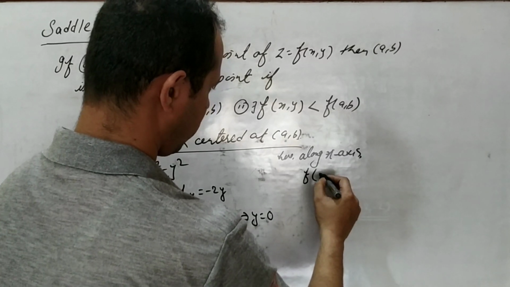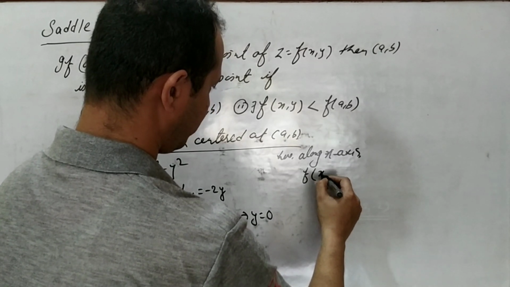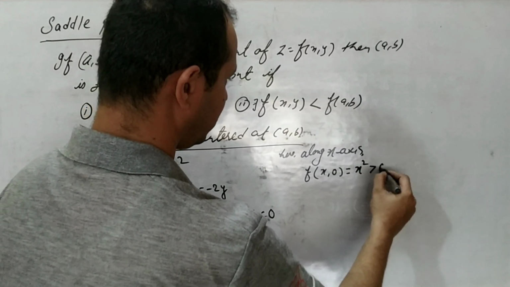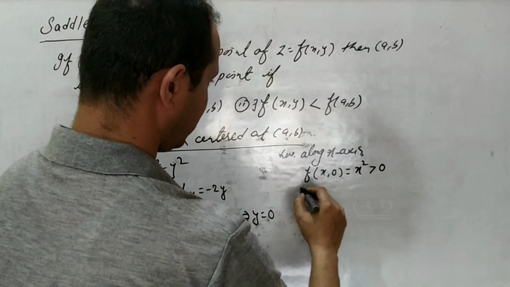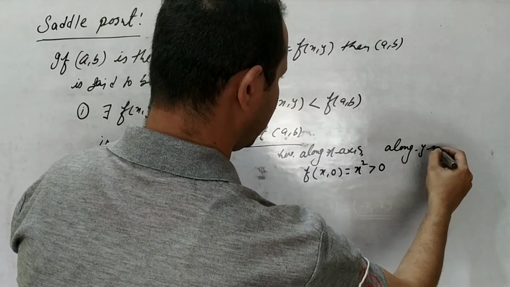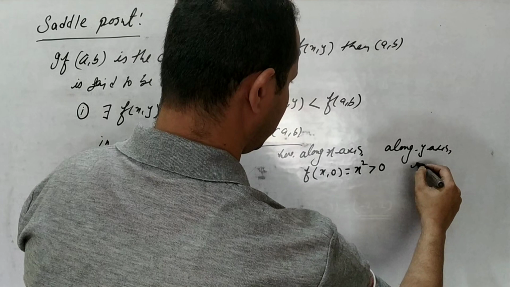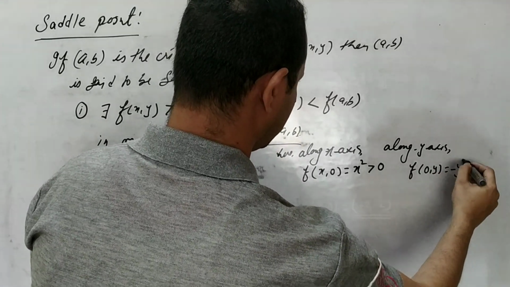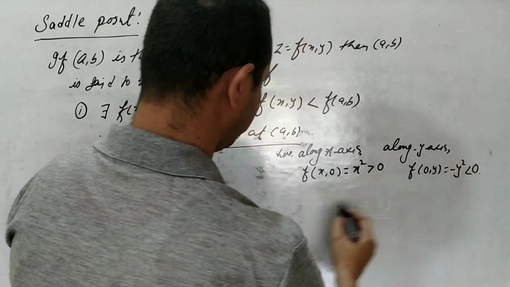f of x, 0 is x square, which is positive, along the y-axis, f of 0, y will be minus y square, which is less than 0.